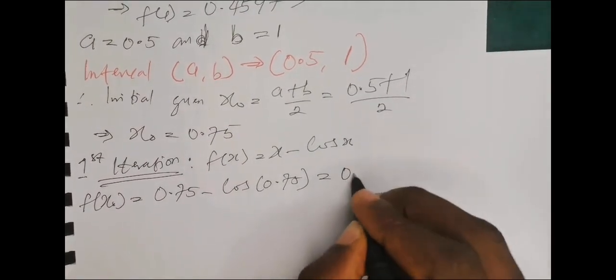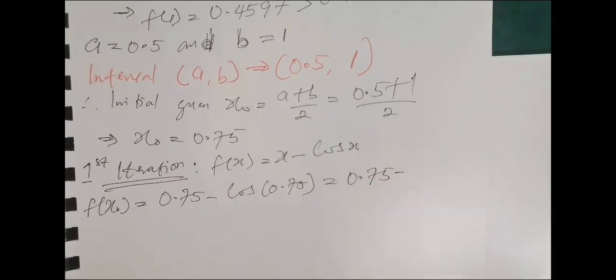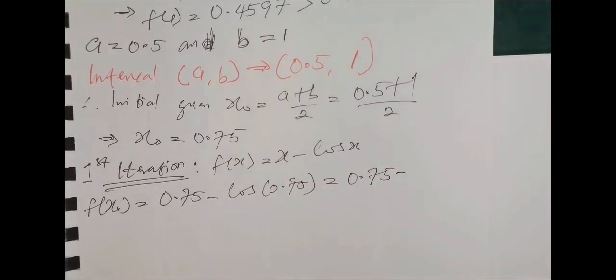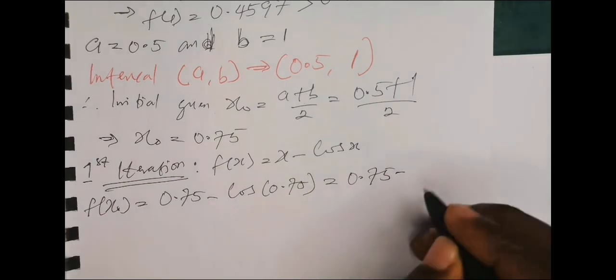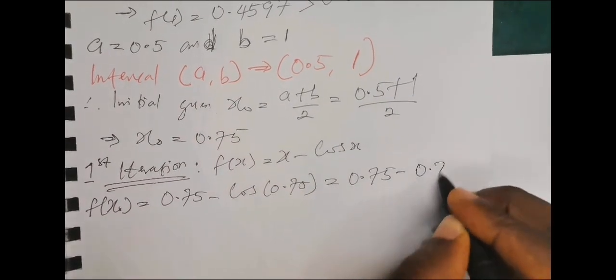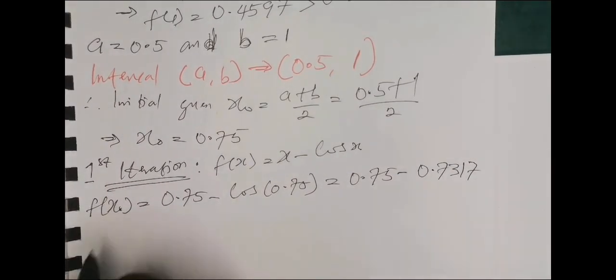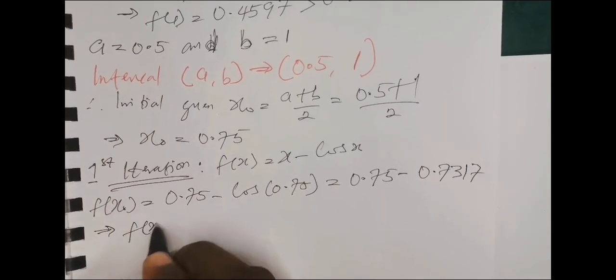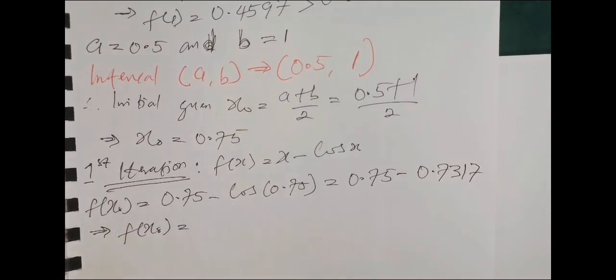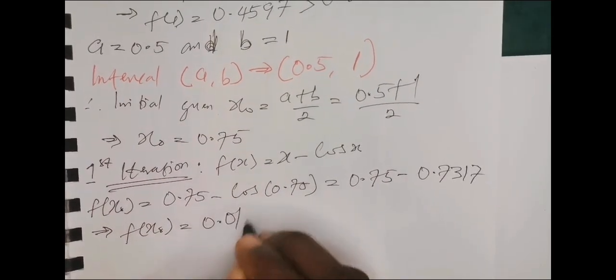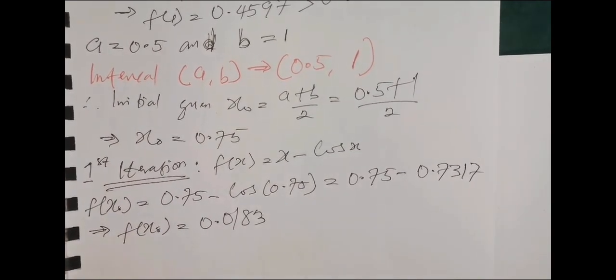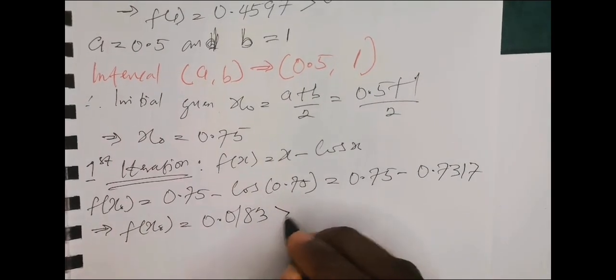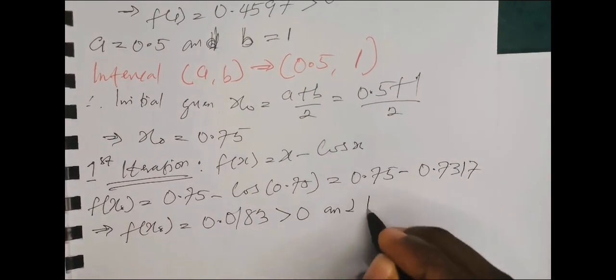So we have 0.75 minus, let's obtain cos 0.75. That gives us 0.7317. So we take off the 4 decimal place, 0.7317. Okay, so this simply implies f of s0 is equal to 0.75 minus that result, this gives us 0.0183. Now this value is greater than 0 and it is positive.